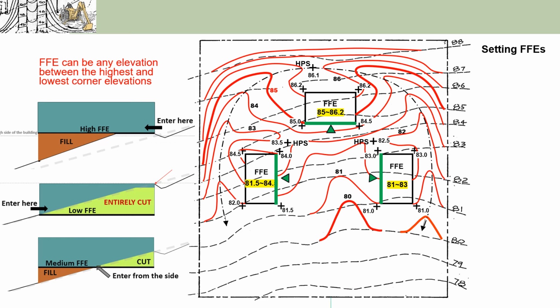So for the upper building, its FFE should fall between 84.5 and 85. Okay, for the left building, its FFE should fall between 81.5 and 84. And for the right building, it should be between 81 and 83. Right? And if you like to place the doors exactly in the middle, then the door elevation and FFE will be the average of the two corners. Right?